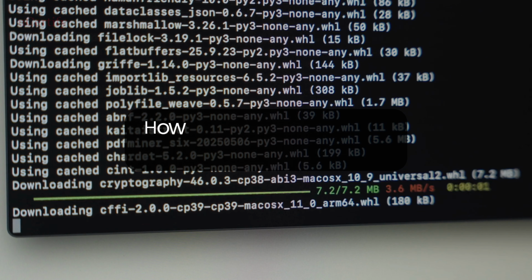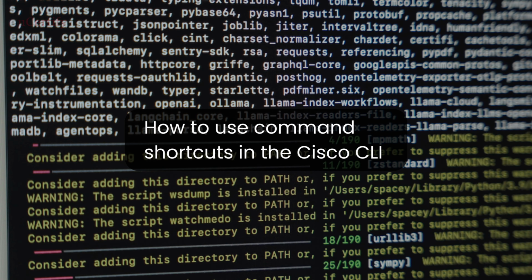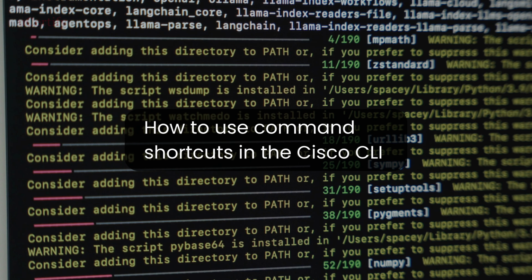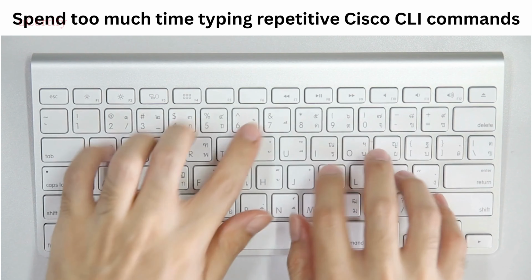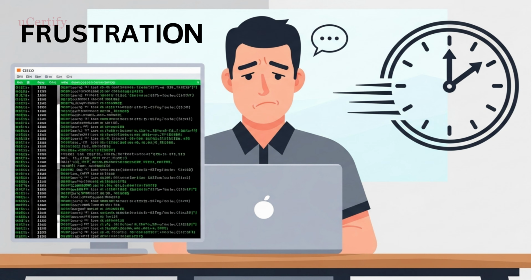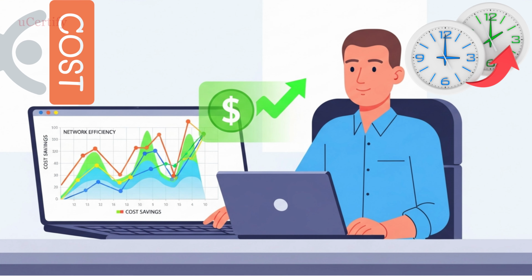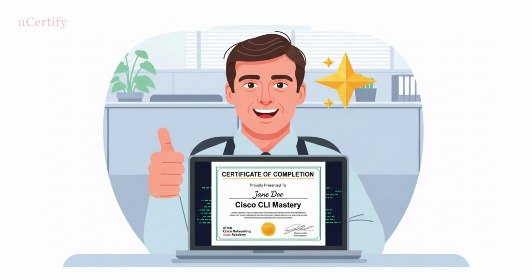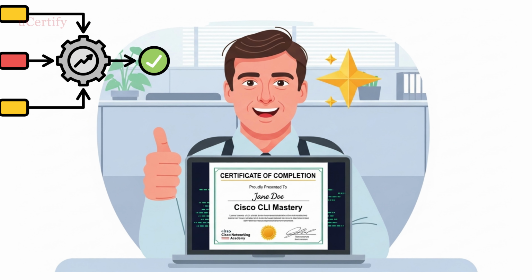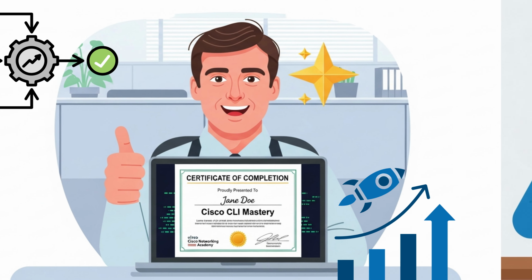In this video, we will learn how to use command shortcuts in the Cisco CLI to dramatically improve your network configuration efficiency. Many network engineers spend too much time typing repetitive Cisco CLI commands, leading to frustration and lost productivity. In the fast-paced networking world, efficient management saves time, reduces costs, speeds up problem resolution, and improves overall productivity. Mastering CLI shortcuts optimizes your workflow, boosts efficiency, and helps you grow into a more skilled and valuable network administrator.